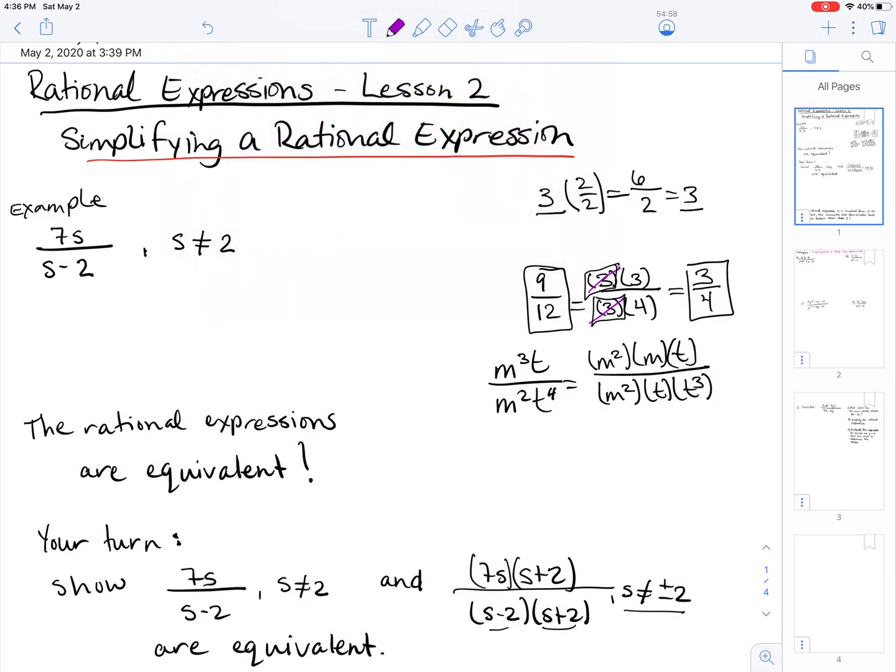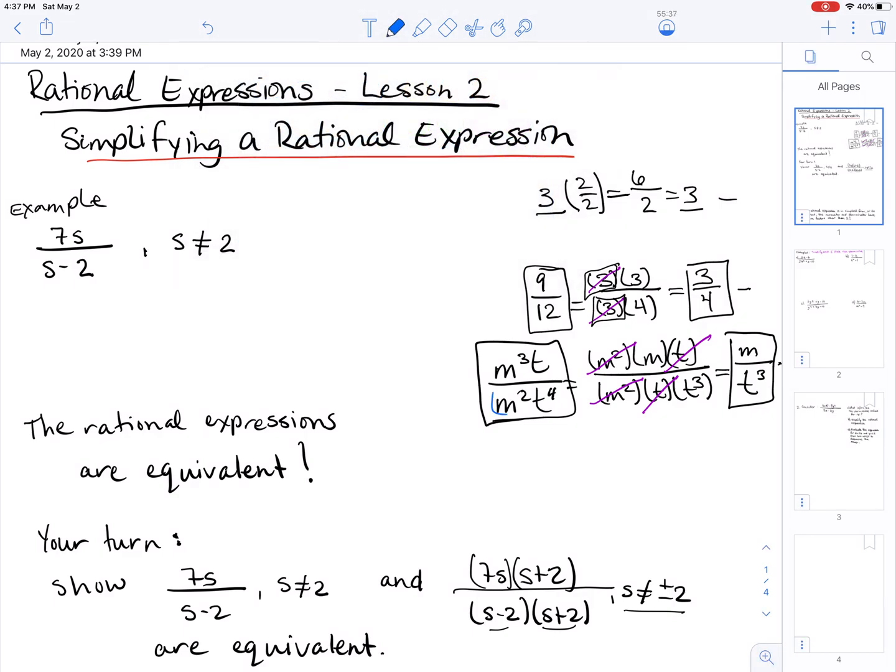Now, that gives me a couple of things. I have m squared, that's 1. I have t and t, which is also 1. So that means, simplified, m cubed t is equivalent to m on the top, and m squared t to the 4th is equivalent to t cubed on the bottom. So now m cubed t divided by m squared t to the 4th is equivalent to m divided by t cubed.